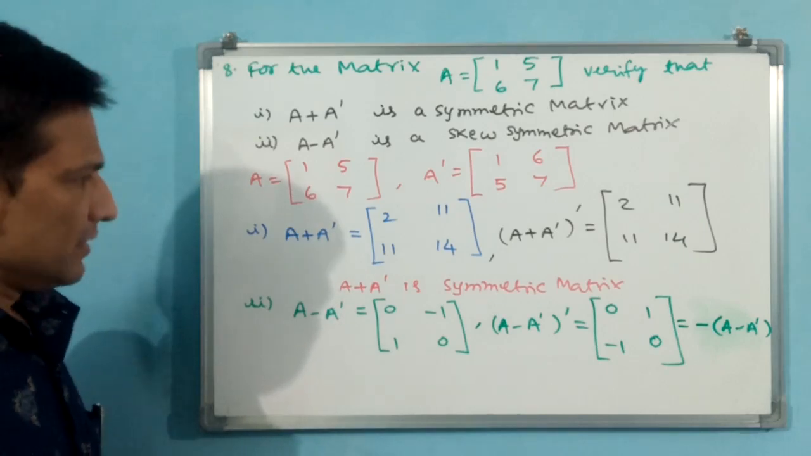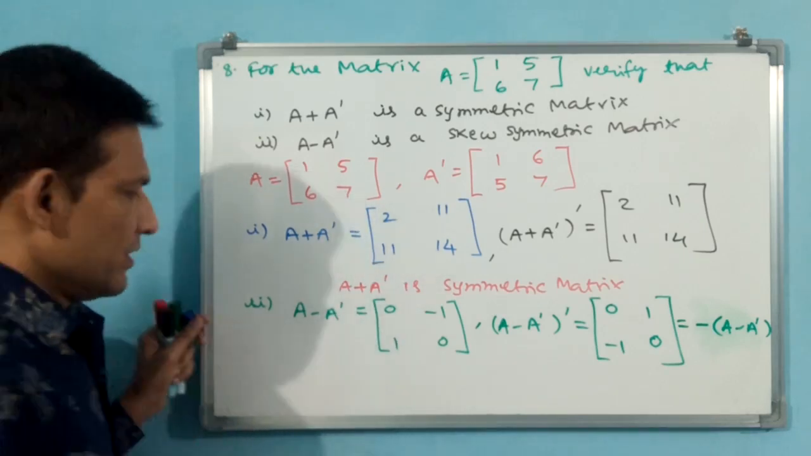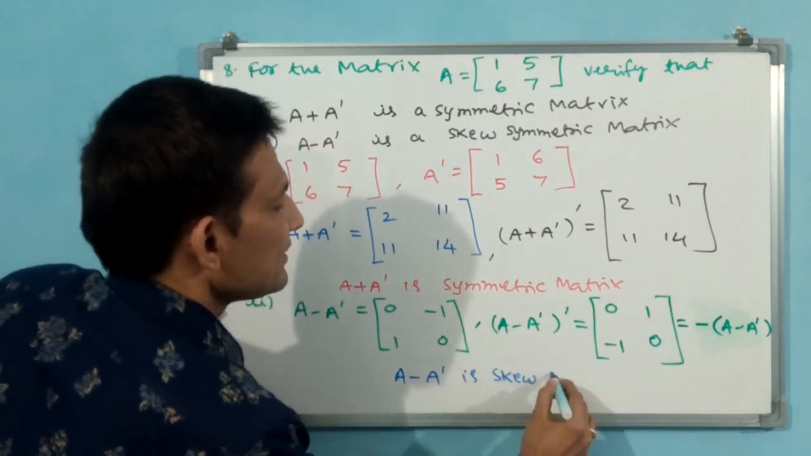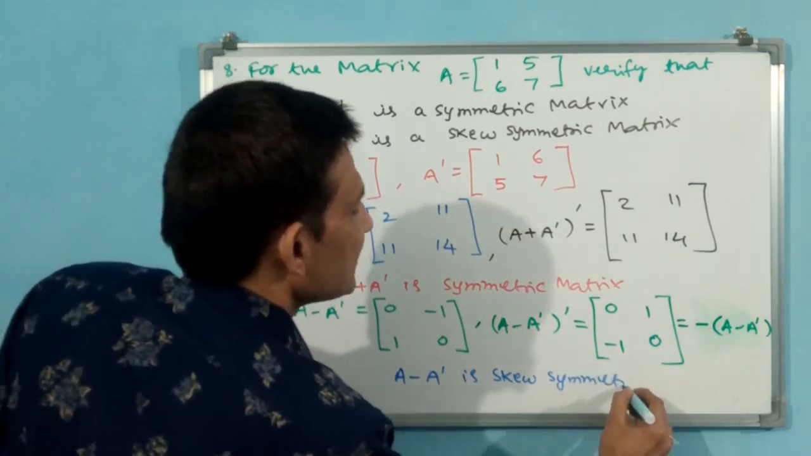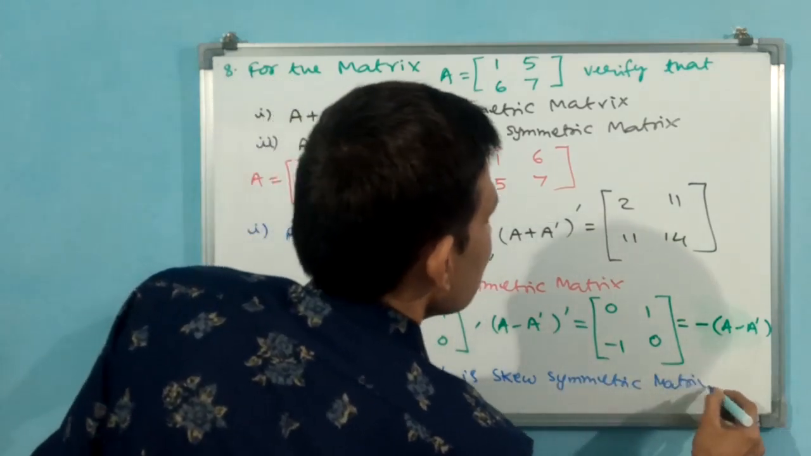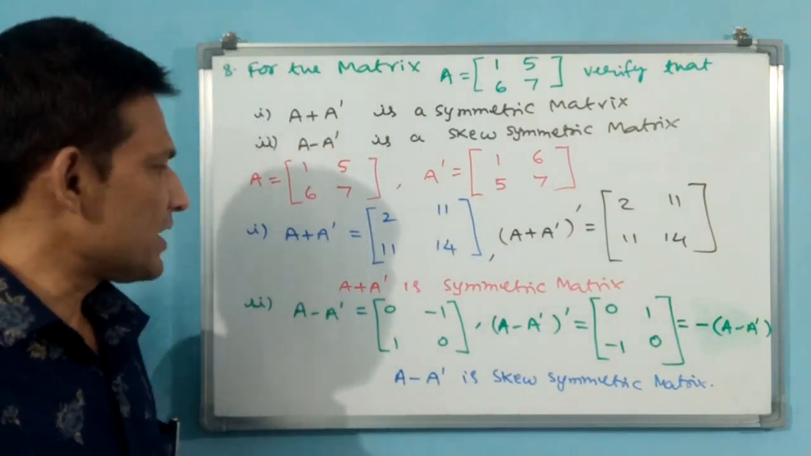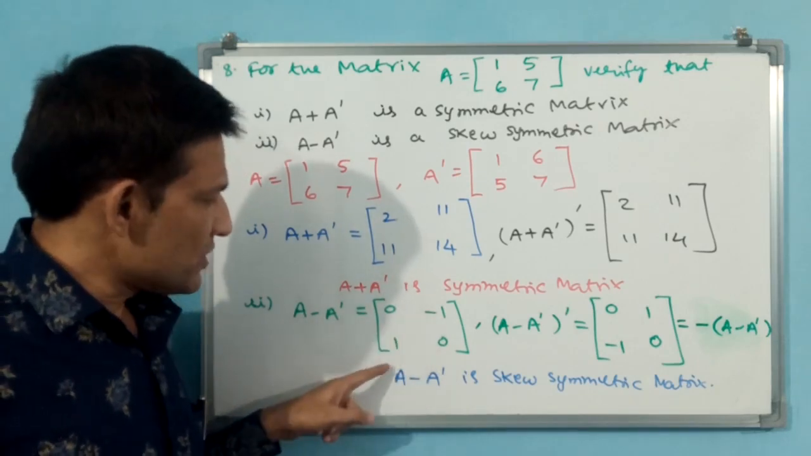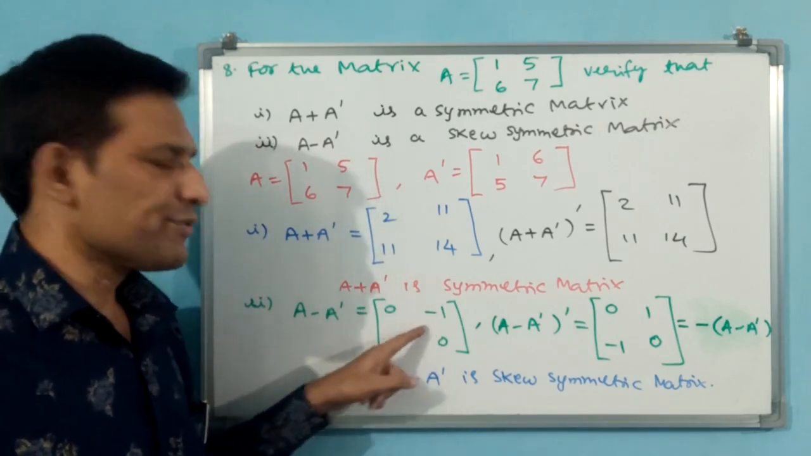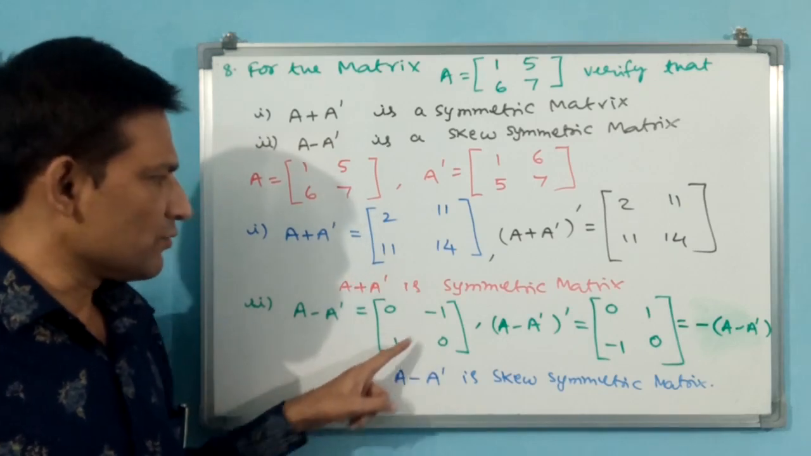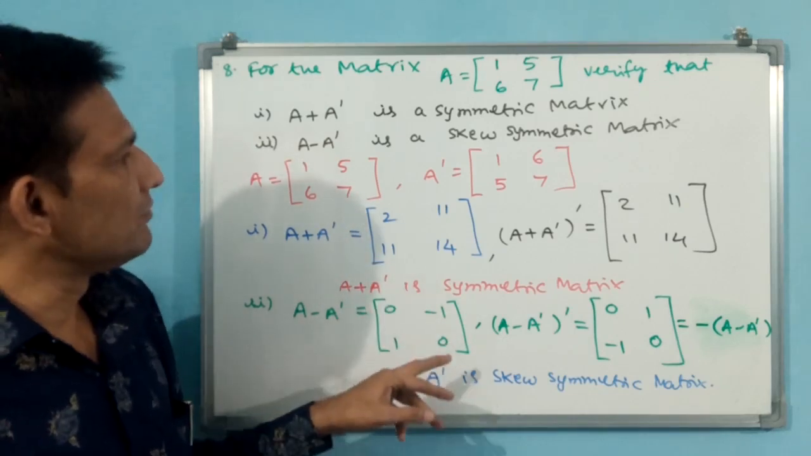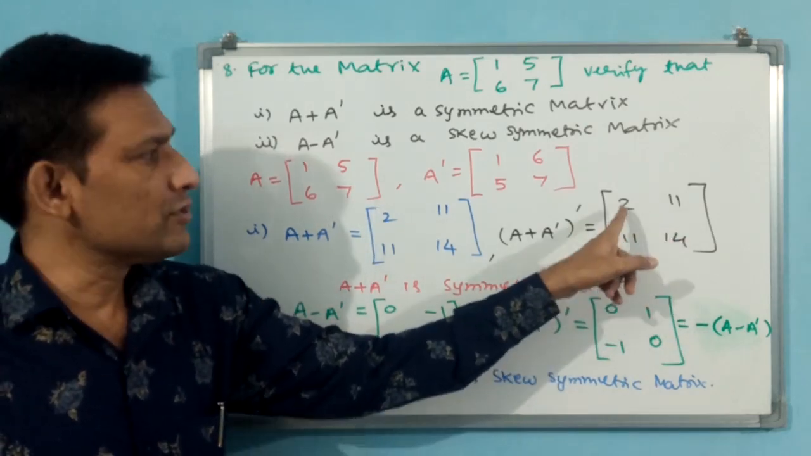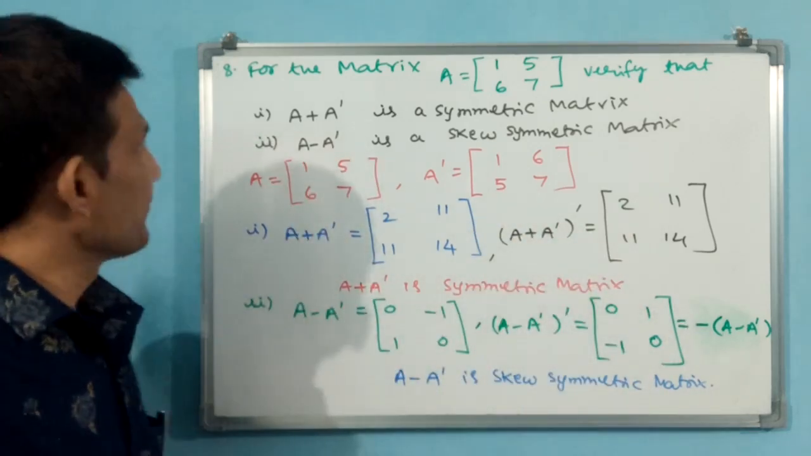Understand, no? Now what you can write? You can write A minus A transpose is a skew symmetric matrix. A skew symmetric matrix is a square matrix where diagonals are 0 and opposite elements have the same value with a negative sign. See, one is negative, one is positive. Same 1, 1. If 2 comes, 2 will come. Here 11 is there, 11 will come, but with negative signs, and these two zeros are the skew symmetric.